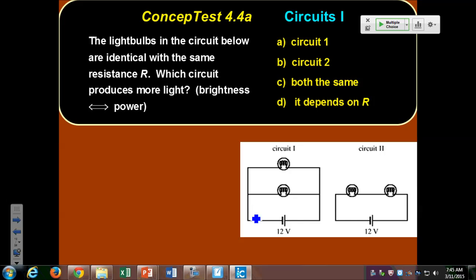Very good. A is the right answer. These each have more power, right? What we talked about before, by a factor of 4.